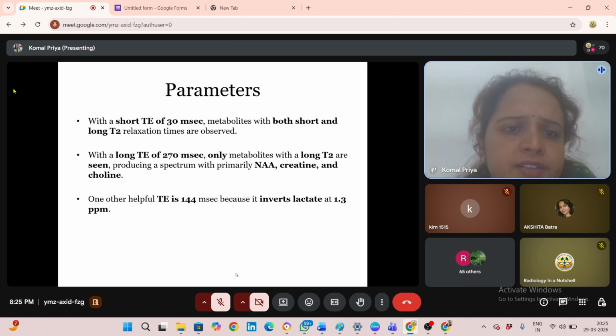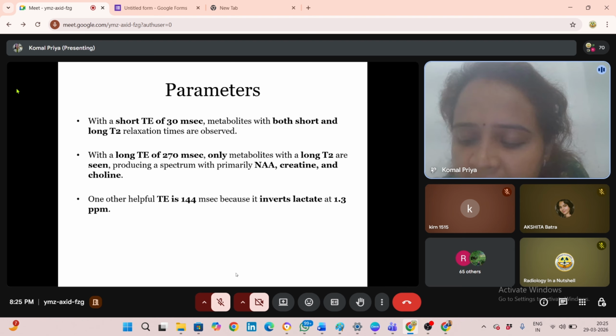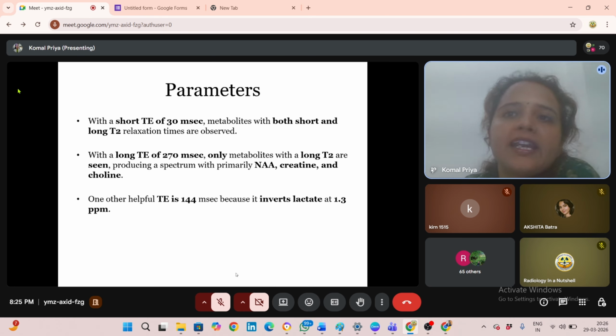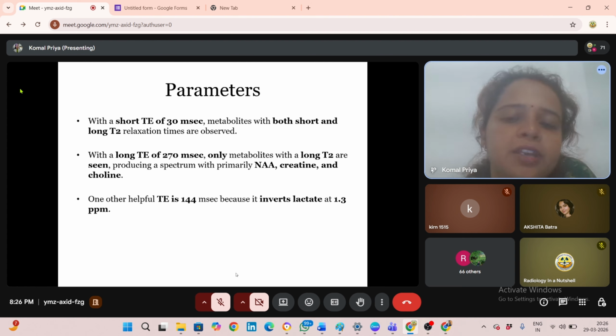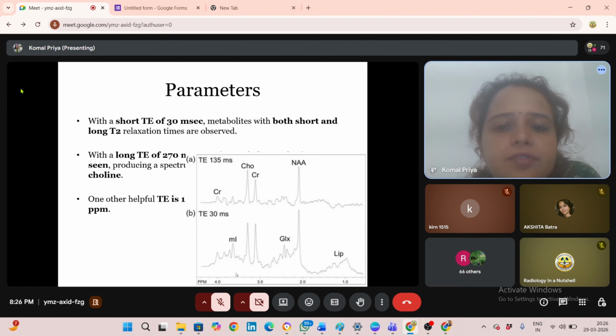These are the parameters: short TE of 30 milliseconds and long TE, and T2 relaxation time. So the parameters must be clear. Of course, it is given in the MRI machine, but if you are clear, you can also modify them, or show them according to the path desired. So this is how your images will be generated.